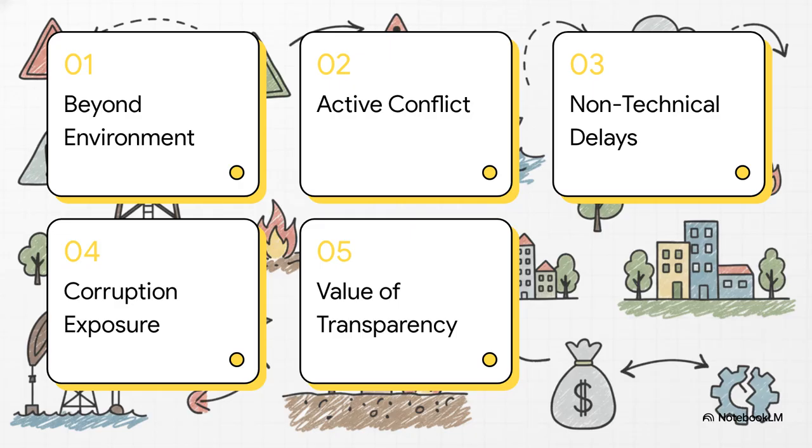Here is our quick roadmap for today. We'll be looking at how to move beyond environmental risks, quantify active conflict, track non-technical delays, measure corruption exposure, and finally, we'll wrap up with the ultimate value of all this transparency. Let's get right into it.